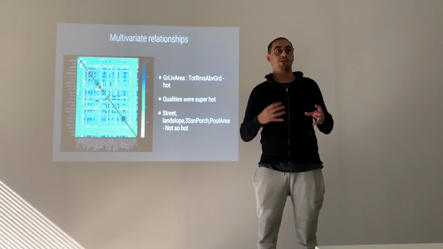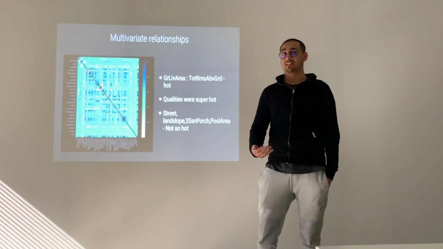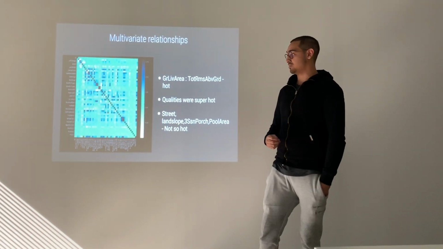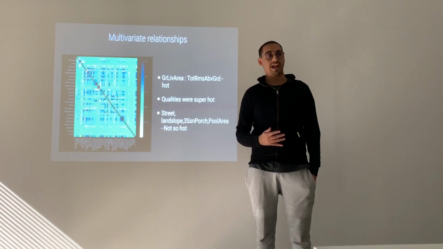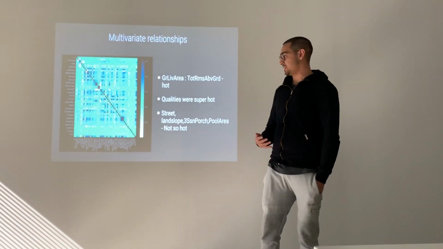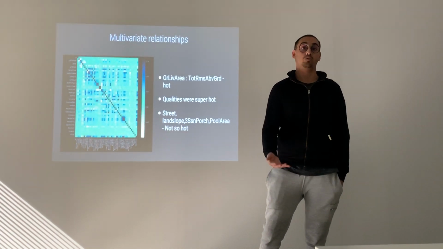Next, we looked at how all the other variables correlated with each other, and it confirmed that quality was important, as were ground levels and essentially the size of the plot. Some things were not as well correlated, like a house might not have a porch, might not be very well located in terms of the street, and not all places had a pool.